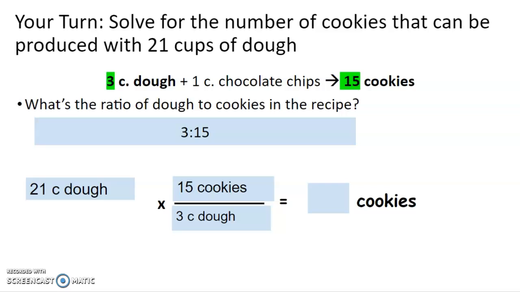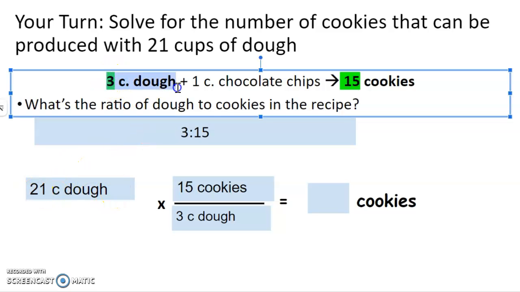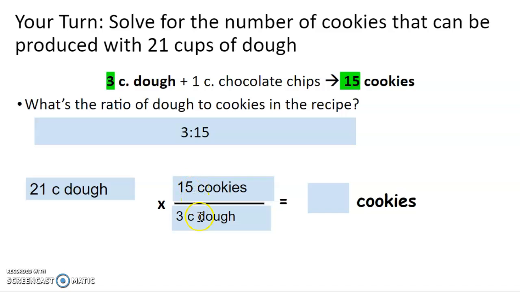So if we were looking at cups of dough, 21 cups of dough, say we had 21, but we only had 1 cup of chocolate chips again, you could only make 15 cookies still because you only have 1 cup of chocolate chips. Maybe super doughy chocolate chip cookies. So you plug in your given 21 cups of dough, you use your same ratio, 3 cups of dough, 15 cookies, and you plug it in here. Multiply the top and divide by the bottom to find your answer.